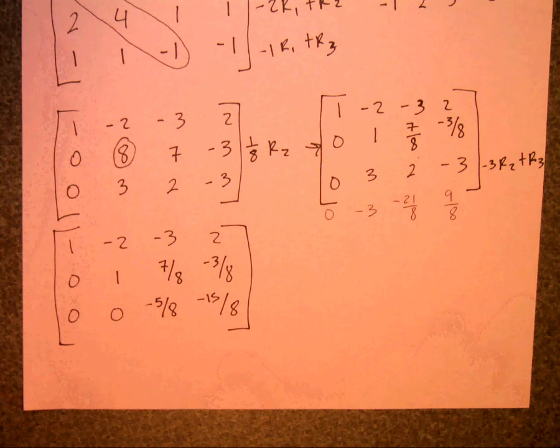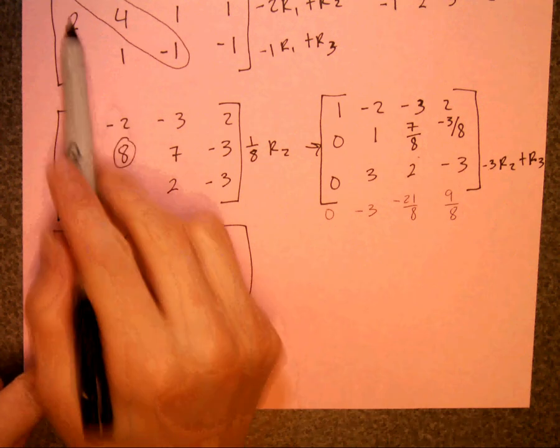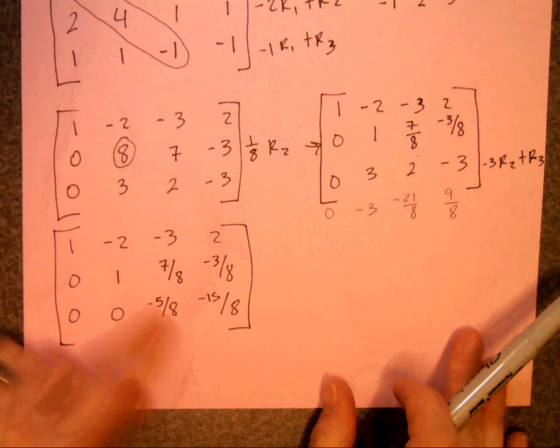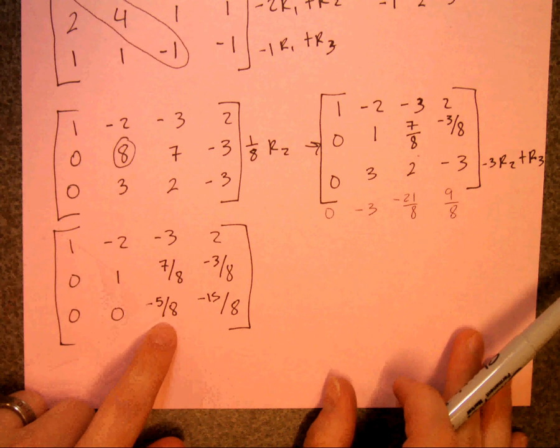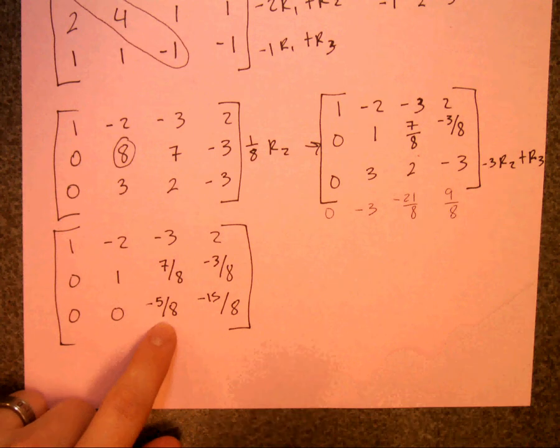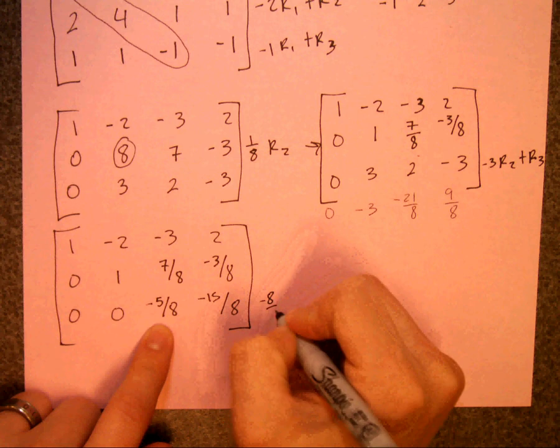All right, so the very last piece, I have zeros on the bottom, which is what I needed, and I want ones all down the diagonal. So this is negative 5 over 8. To make a fraction 1, just multiply by the reciprocal. So I need to multiply this by negative 8 over 5. Right? So I'm going to do negative 8 over 5 times row 3.